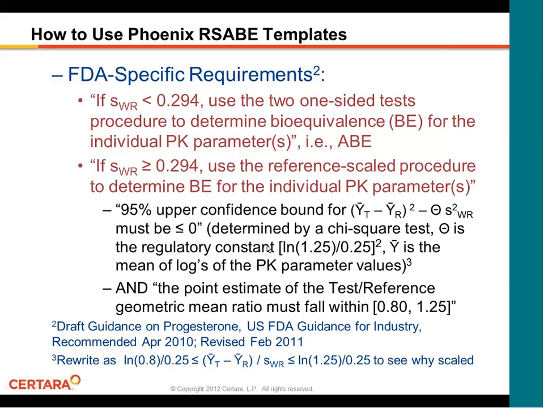Now, it might be easier to see that these limits are actually being scaled by looking at a rewrite that we have right here on the bottom. So you see that now these are being scaled on both ends. And in addition, the point estimate, so the ratio of the test to the reference, the geometric mean ratio, must fall within 0.8 to 1.25.